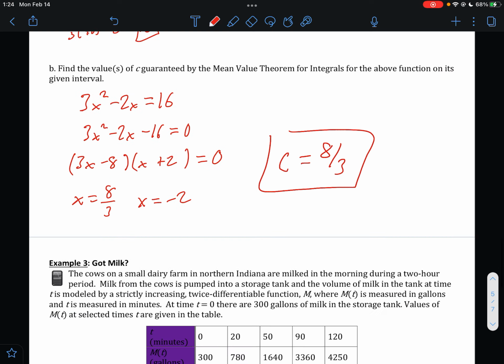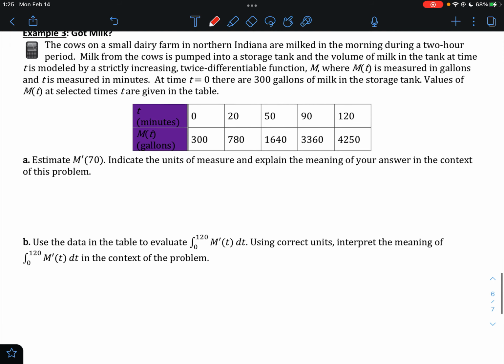All right, example 3. The cows in a small dairy farm in northern Indiana are milked in the morning during a 2-hour period. Milk from the cows is pumped into a storage tank, and the volume of milk in the tank at time t is modeled by a strictly increasing twice differentiable function m, where m is measured in gallons and t is measured in minutes. At time t equals 0, there are 300 gallons of milk in the storage tank. Values of m at selected times t are given in the table.